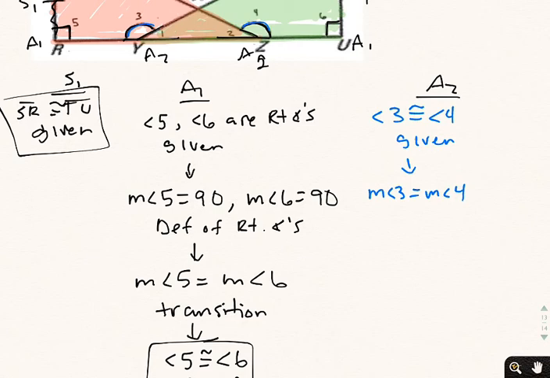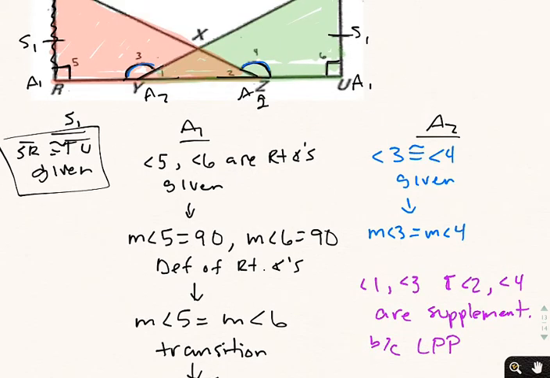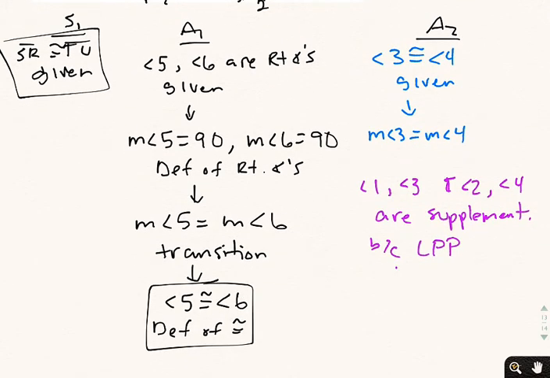And the way I'm going to do that is by mentioning that angle 1 and angle 3, and angle 2 and angle 4 are supplementary. I'm going to abbreviate. And the reason I know that is because of the linear pair postulate, LPP. Remember, linear pair postulate says that if I have angles that are together and form a line, then they are by definition supplementary.